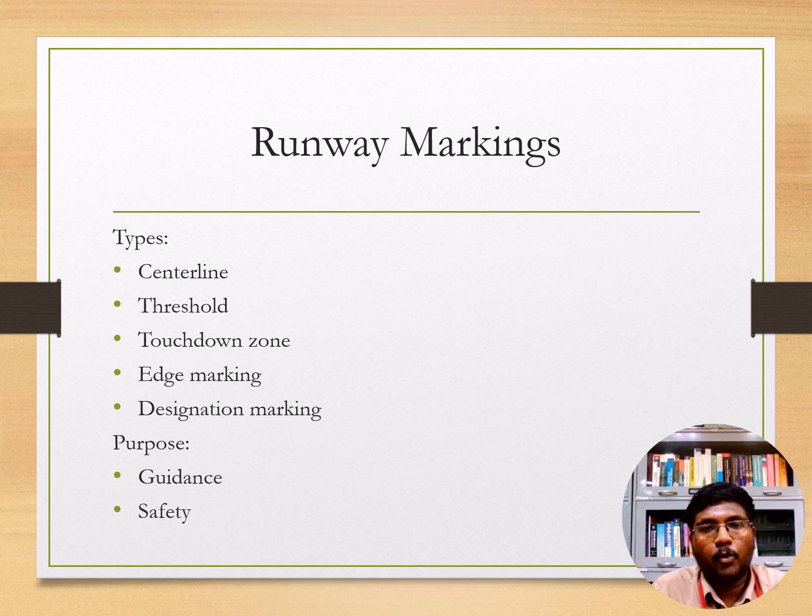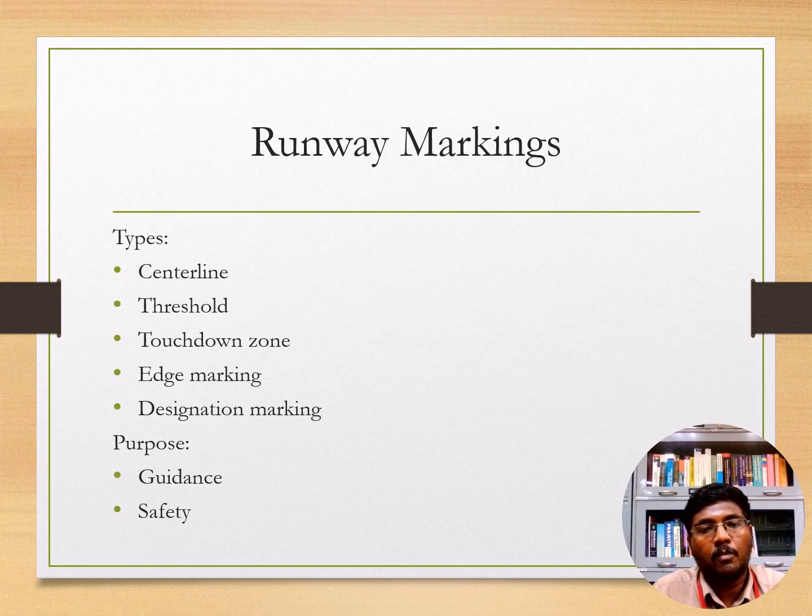Next we see about the runway marking. There are five different types of runway marking present in each and every airport. They are center line runway marking, taxiway marking, touchdown zone marking, edge marking, and destination marking. Center line marking is marked along the center line of each and every runway with white color. After the center line marking, taxiway marking should take place at the edge of each and every runway.